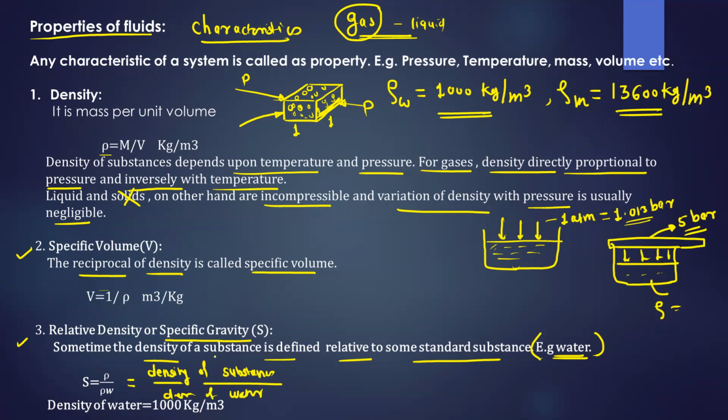For example, suppose we take the mercury for the specific gravity. This is equal to the density of the mercury, 13,600 kg per meter cube, upon the density of the water, which is 1000 kg per meter cube. So you will get the constant value as 13.6. So 13.6 is the specific gravity or the relative density of the mercury. Similarly, you can define the specific gravity for any substance. Just remember the standard substance is water.